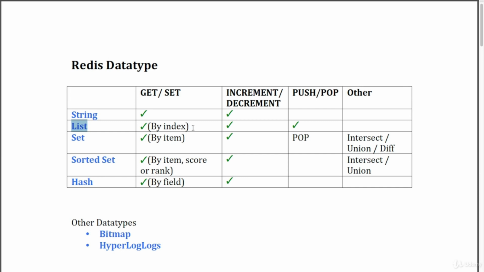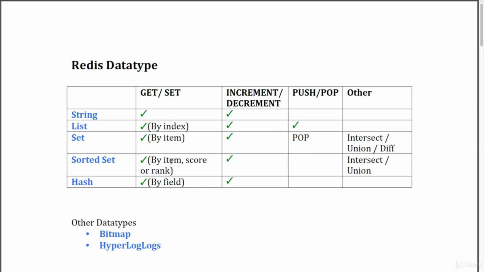List has get and set operations but by index. It also has increment and decrement operations, and list has push and pop operations. Set has get and set operations by item. It also has increment and decrement operations, and it supports only pop operation. Set has other operations like intersect, union, difference.